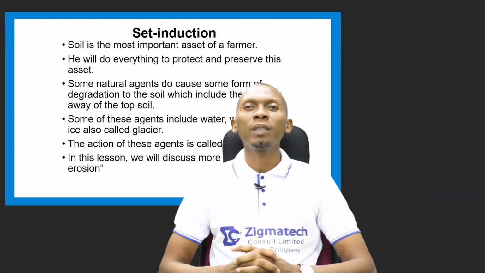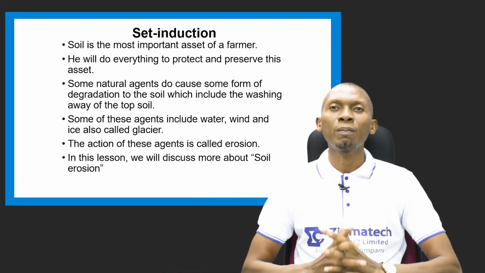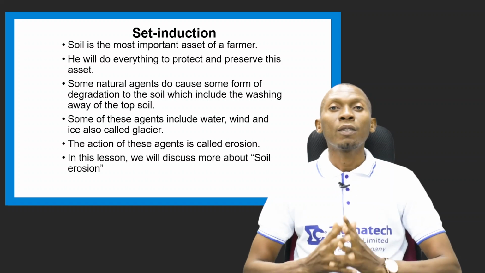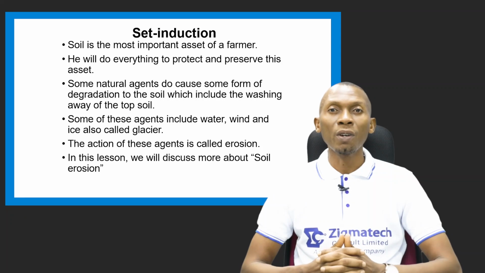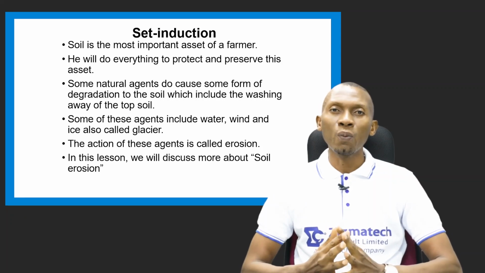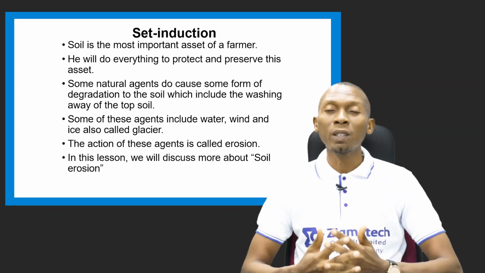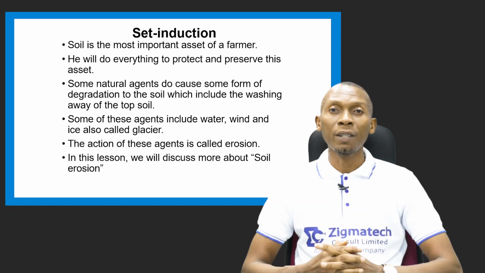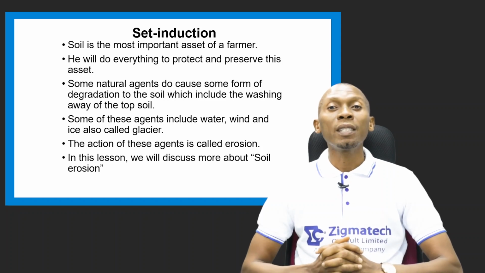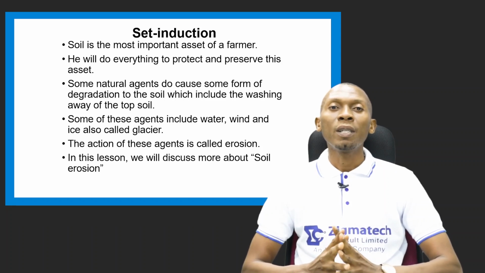Soil is the most important asset of a farmer. He will do everything to protect and preserve this asset. Some natural agents do cause some form of degradation to the soil, which include the washing away of the topsoil. Some of these agents include water, wind, and ice, also called glacier. The action of these agents is called erosion. In this lesson, we will discuss more about soil erosion.